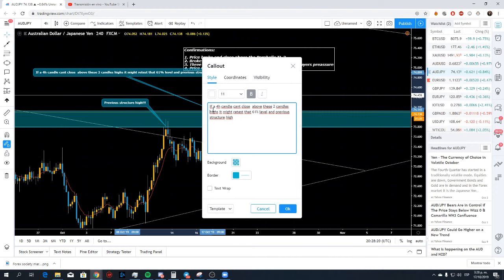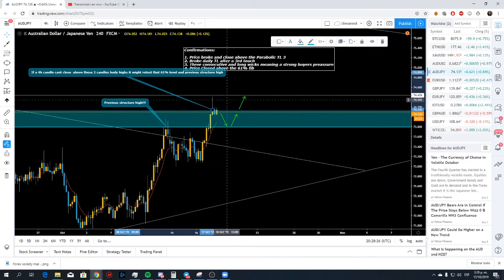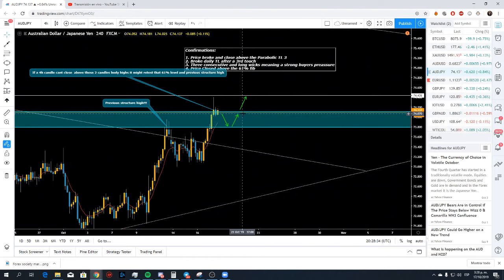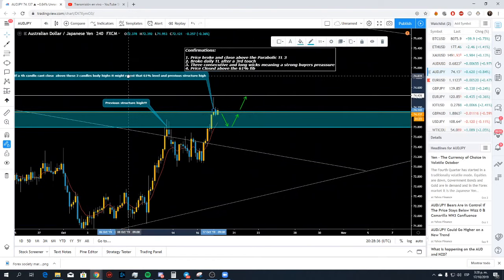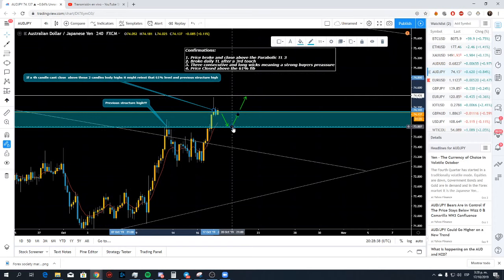Body high. Is the body high, not the wick. Just take the two candle highs, body highs. Okay, previous structure high. So if it doesn't create that 4H close above that, it might retest that level.